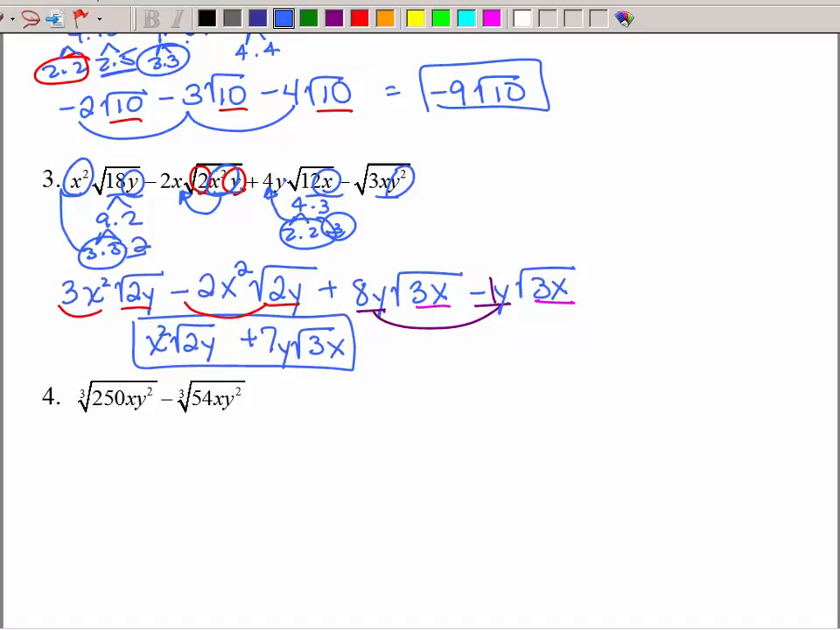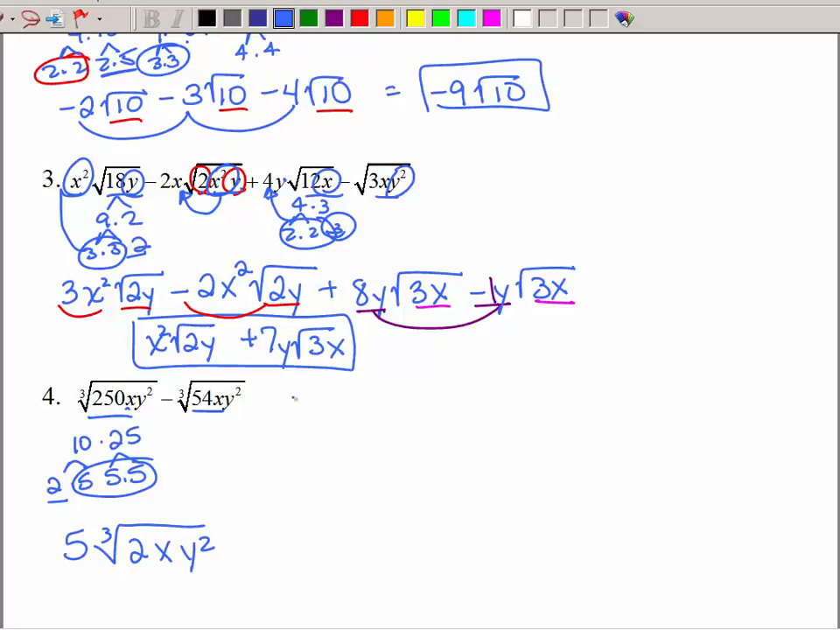In our last problem, we see cube roots. Just to review those, same process. These are not alike, but we need to simplify them first. So 250, I know that's 10 times 25, that's 2 times 5, 5 times 5. So I could take out a 5, and those letters, there's not 3 of them, so I can just leave the 2, the x, and the y squared.